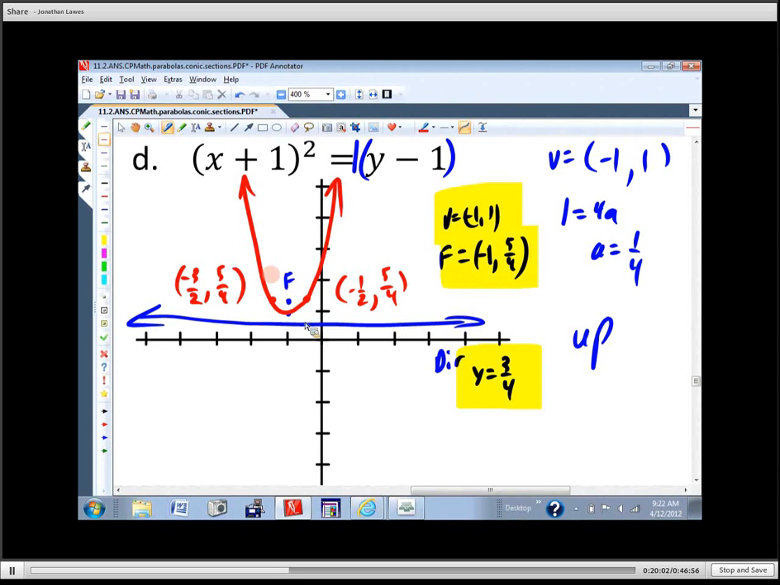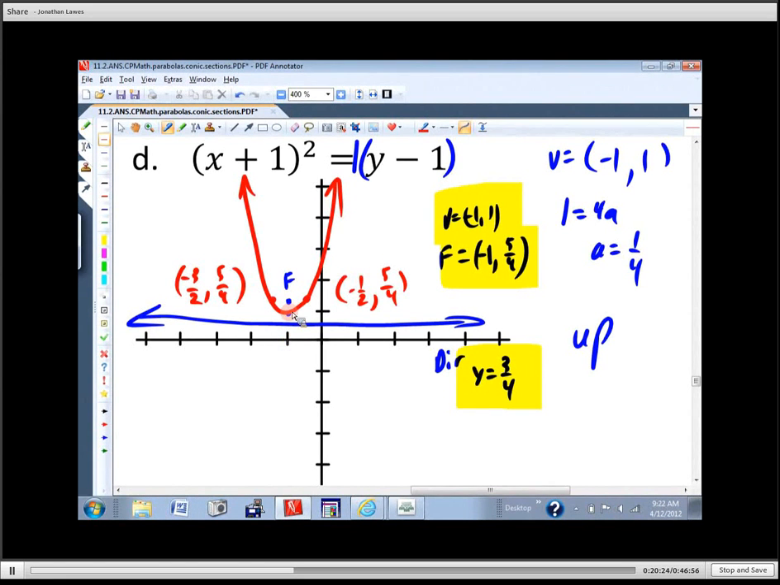The 5/4, we were at 1 unit right here. There's where the vertex is. We're at negative 1, 1. And then we figured out that A is 1/4, so I have to go up another fourth. So 1 plus a fourth is 1 1/4 or 5/4. And if we go down 1/4, that would be 1 minus a fourth. That would be 3/4.